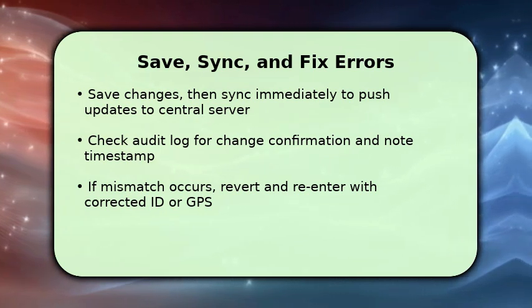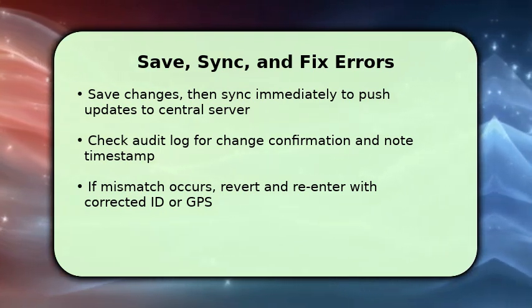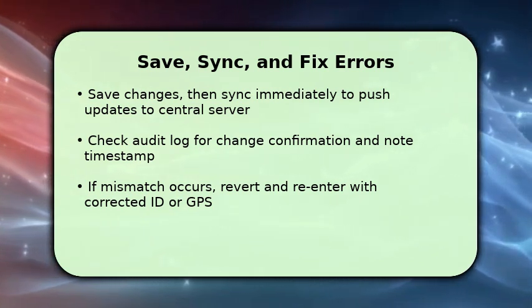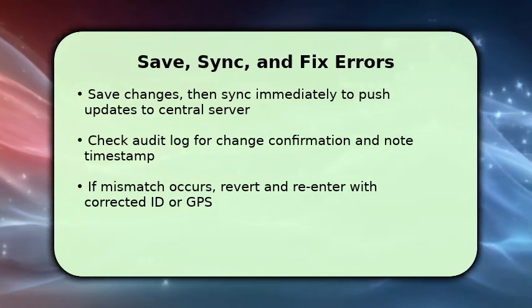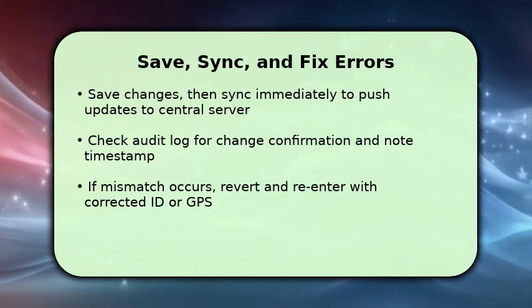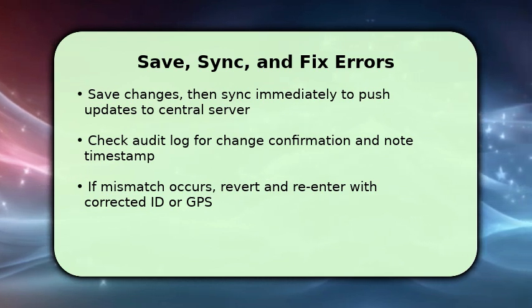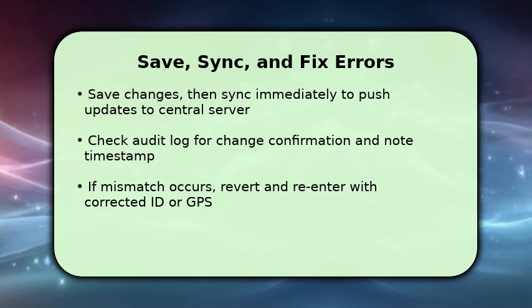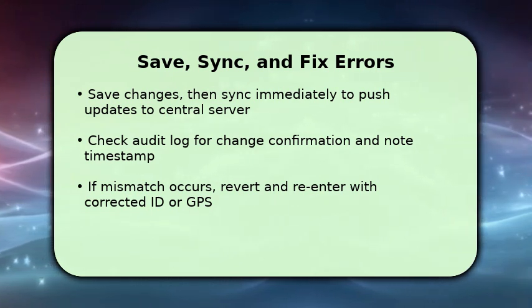Make sure you check the audit log for the timestamp and user details to confirm successful submission. If the system rejects the update, revert to the previous verified data and correct the beneficiary ID or recapture GPS. Sometimes clearing cache or switching networks resolves sync failures. Finally, document any manual corrections in your register for accountability.